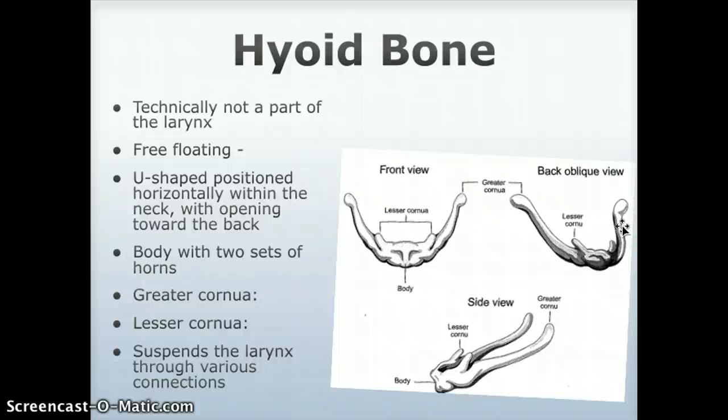Now, there are 2 sets of horns on here. The horns are the part in the back. You see these horns here? These are called the greater cornu, and the greater cornu are located at the back and join with the superior cornu of the thyroid. That'll make more sense when we talk about the thyroid cartilage. Now, the lesser cornu, these little horns up in the front here, you can see on the side, extend from the body structure and suspend the larynx through various connections.